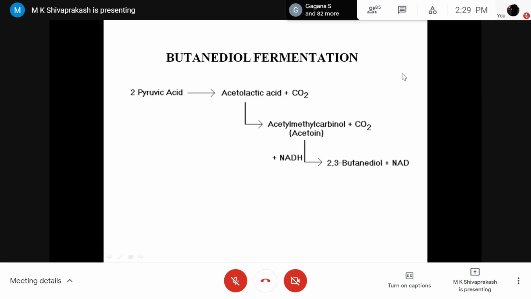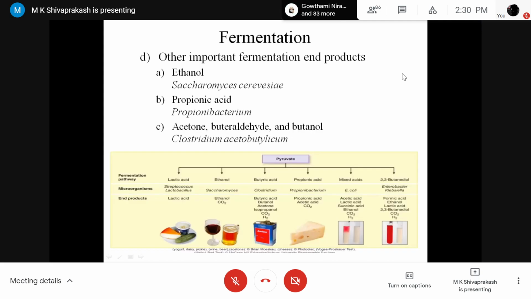Then butanediol fermentation, how it follows: from pyruvic acid, acetolactic acid is produced, then it is converted to a product called AMC, acetyl methyl carbinol or acetoin, and in turn it is converted to 2,3-butanediol. The presence of this compound is made use of in a test called the MRVP test, methyl red. Then the second part of it, that is the Voges-Proskauer reaction, is used, and an important example of the organism which follows this pathway is Enterobacter aerogenes.